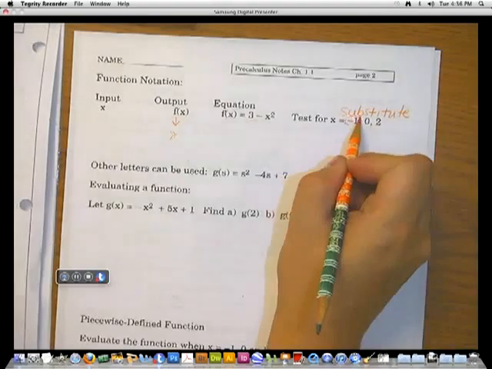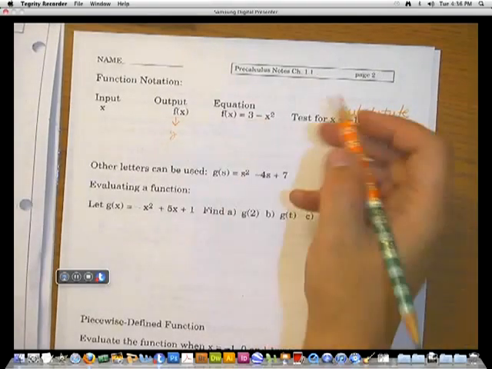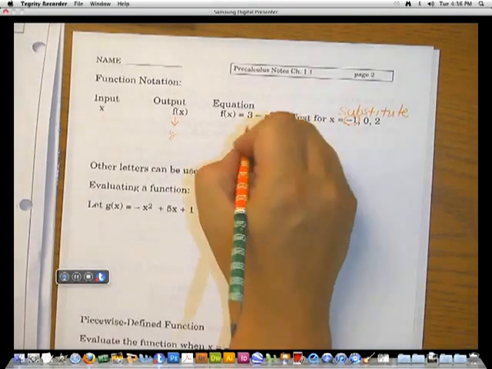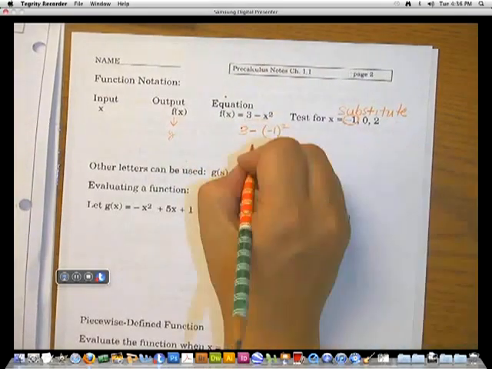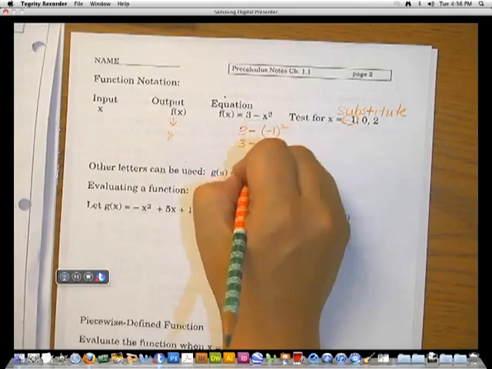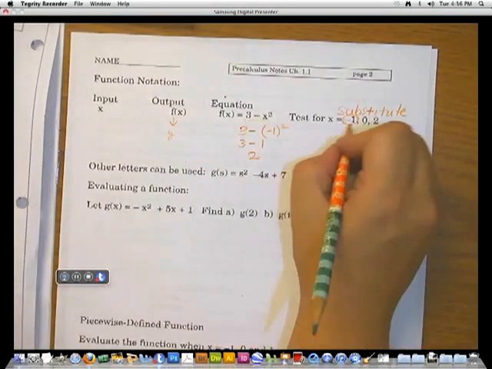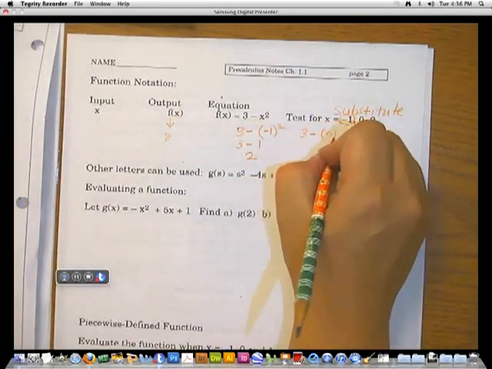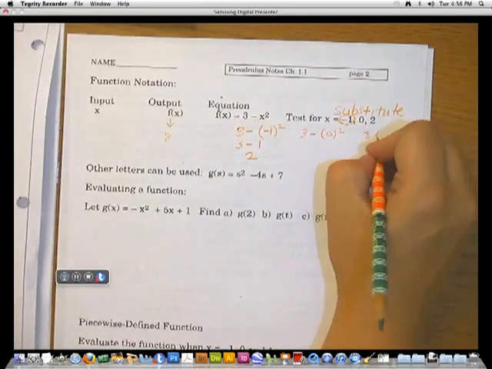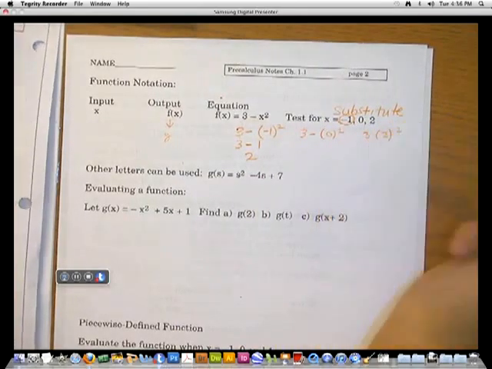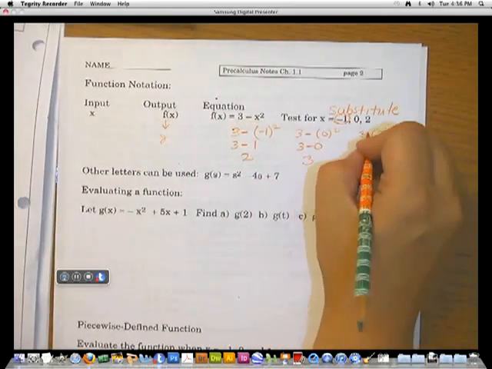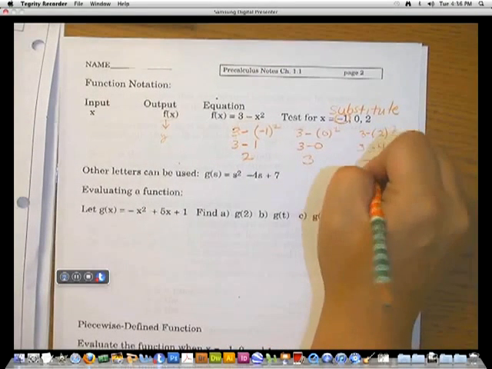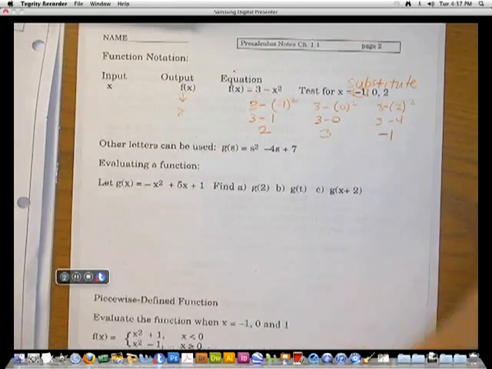I'm going to put the x value in, or negative 1 into the x value. So 3 minus negative 1 squared. So I get 3 minus 1 for 2. Then I'm going to test it for 0. And then I'm going to test it for 2. So 3 minus 0, we get 3. 3 minus 4, we get negative 1.